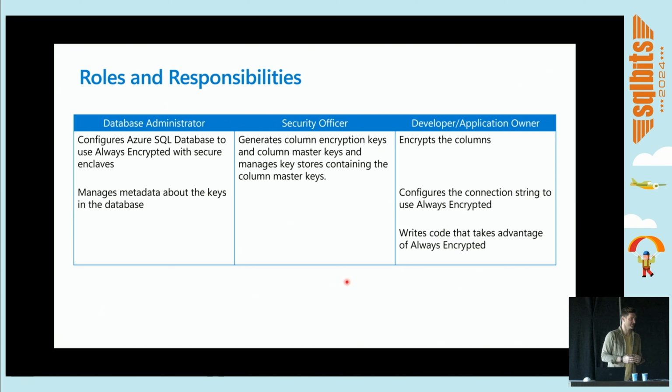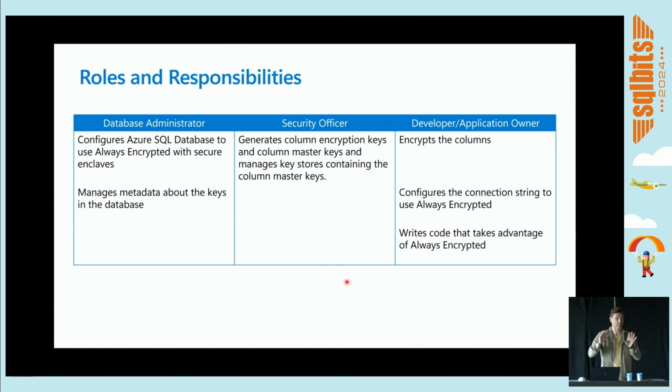The second role is a security officer. That's the person that generates your encryption keys and manages the keys inside your key vault, or if you have another key store available on premises, that is also a possibility. The last role is the developer or the application user. They should encrypt the columns and configure the application to use Always Encrypted in the connection string. We'll come back to that in the second part of this presentation. Then they need to write code that takes advantage of Always Encrypted.